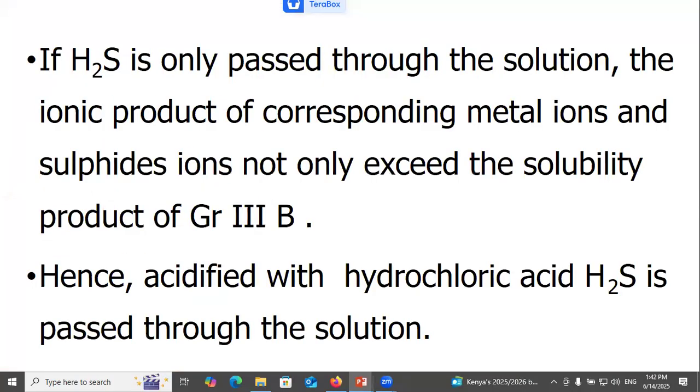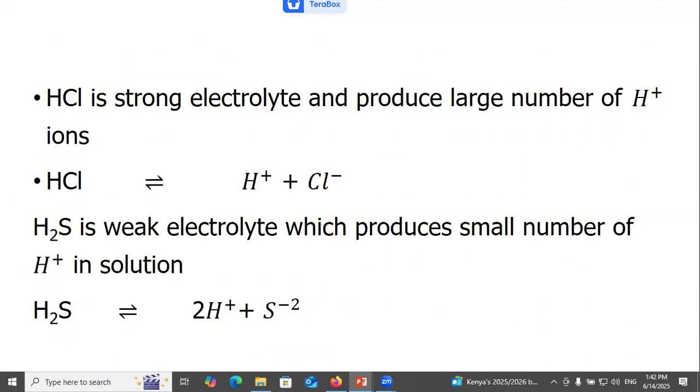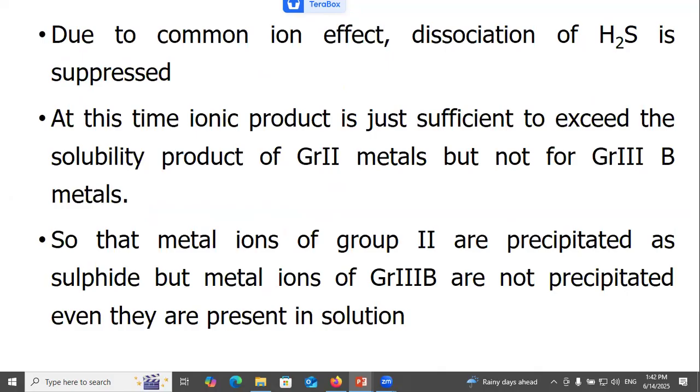If H2S is only passed through the solution, the ionic product of the corresponding metal ions and sulfide ions would exceed not only the solubility product of group second but also of group third B. Hence, the solution is acidified with hydrochloric acid and hydrogen sulfide is passed through the solution. Hydrochloric acid is a strong electrolyte and produces a large number of H+ ions. H2S is a weak electrolyte which produces a small number of H+ ions. Due to the common ion effect, dissociation of hydrogen sulfide is suppressed.